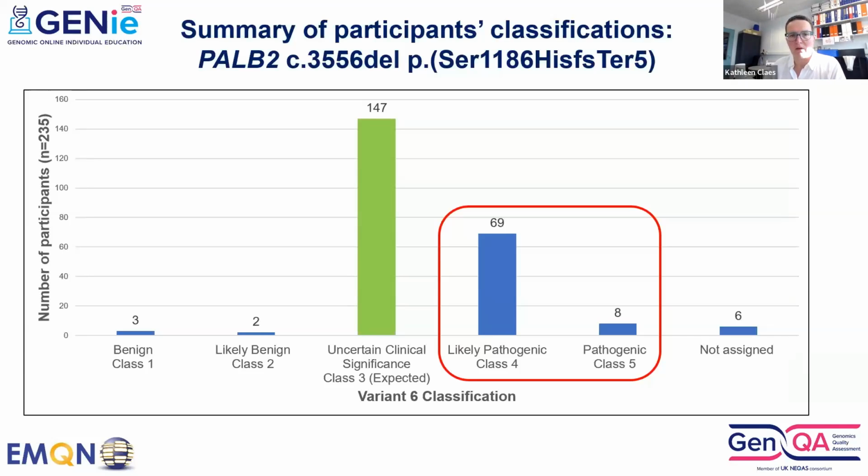Of the classifications, a large number of people classified it as uncertain clinical significance. However, there were a significant number of participants who classified the variant as likely pathogenic or even pathogenic, which of course has a major clinical impact, because this means that predictive testing will be offered to relatives, and in some cases people may even go further and opt for, for instance, PGT, because they consider the variant as likely pathogenic or pathogenic. Next slide, please.